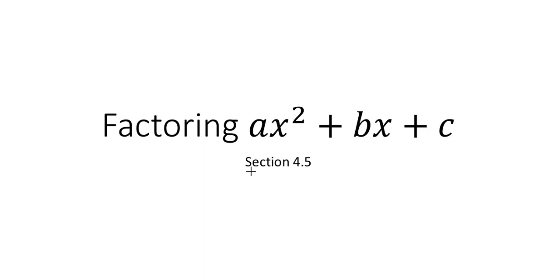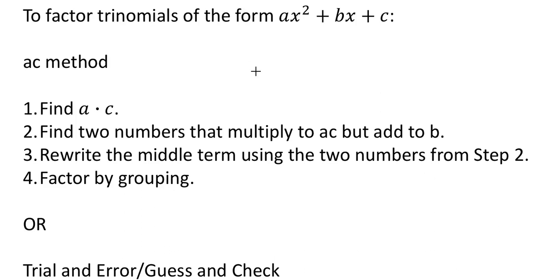In this video, we're going to take a look at section 4.5, which is on factoring expressions of the form ax squared plus bx plus c. To factor trinomials of the form ax squared plus bx plus c, we have two options that we could employ. The AC method, which has a set of steps that you follow to get to the result, or you can do trial and error, or guess and check, whichever you want to call it, to try to figure out the answer.